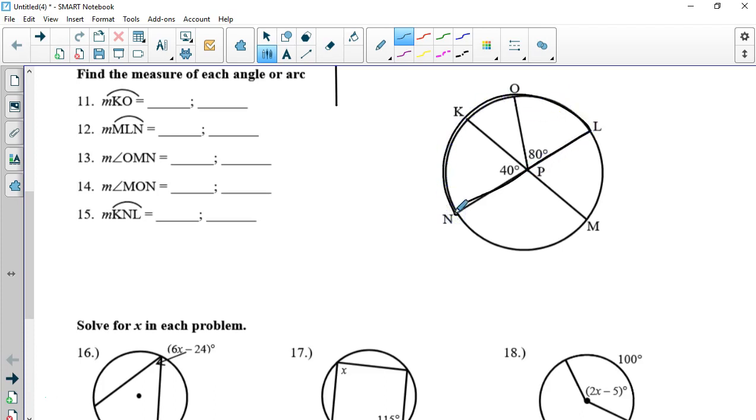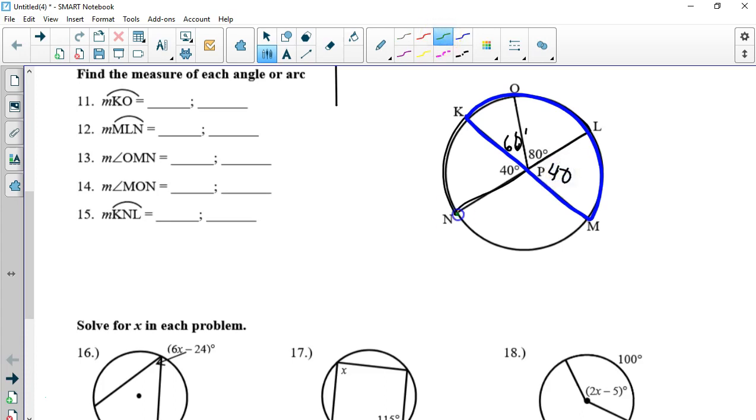So that's going to add to 180. So 80 plus 40 is 120. So I need 60 degrees here. Okay? But then this is a semicircle. So 60 plus 80 is 140, which means 40 right here.